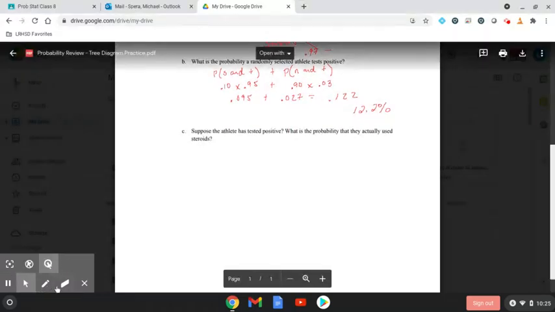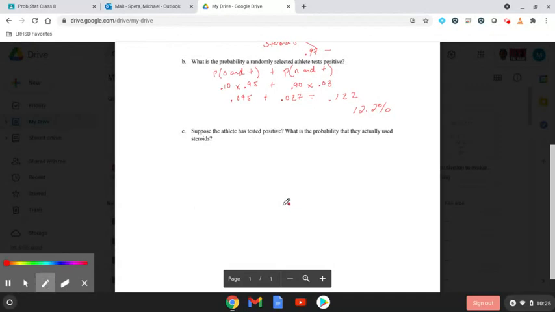All right. Now, suppose the athlete has tested positive. In other words, given there's been a positive test. What's the probability that they actually took steroids? So steroids given a positive test. All right, that's what we're being asked to find. And again, I'll give you the formula. And if you wanted to write it out, it would be steroids and positive test divided by a positive test.